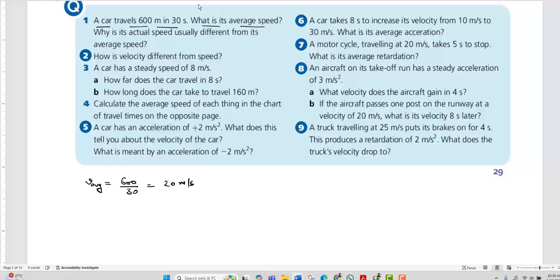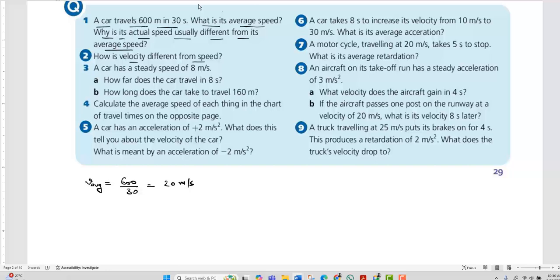Now tell me, why is its actual speed usually different from its average speed? That is the example I gave you last time. The actual speed can be different because the speed is instantaneous, and the average is to be calculated over an interval. Right, very good. How is velocity different from speed?